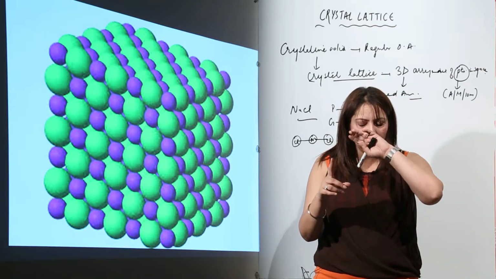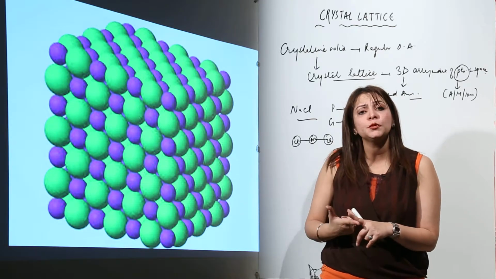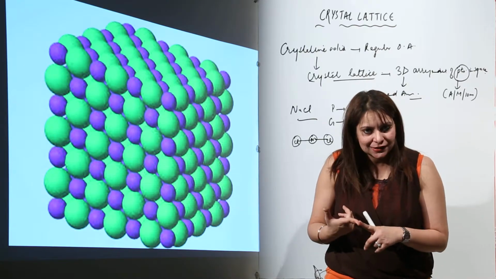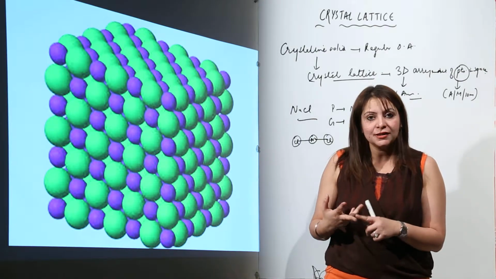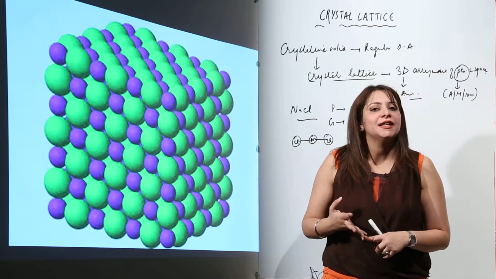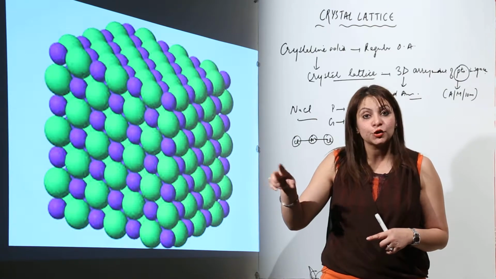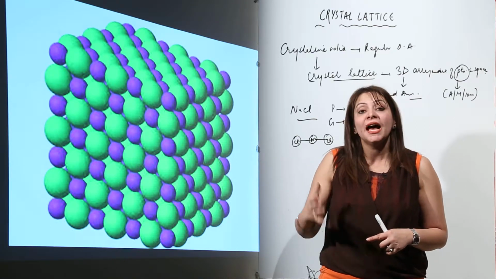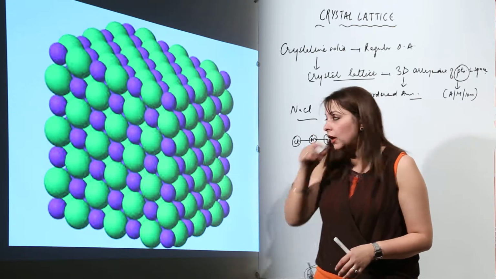Again, the first characteristic is that these lattice points are called lattice sites. Second, these lattice sites are composed of constituent particles, which can be atoms, molecules, or ions. Third, these lattice sites, or the constituent particles, are linked with the help of the lines joining them, showing the linkage between them, and that gives rise to the geometry. So this is what we have as the crystal lattice.